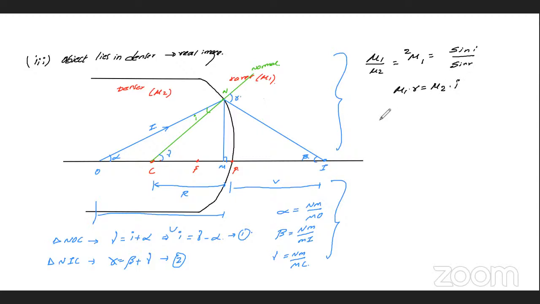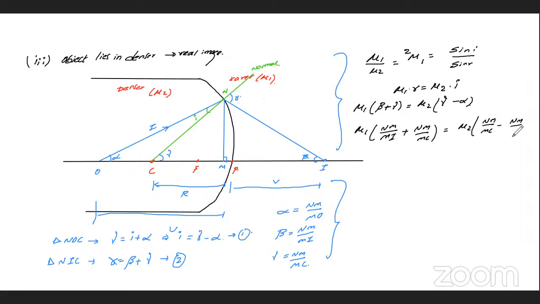So I'm going to substitute I and R in this relation. So it is mu1 into R. R is nothing but your beta plus gamma, which is equal to mu2 into I, and I is gamma minus alpha. So here I'm going to substitute alpha, beta, gamma in this relation. So it is mu1 into beta, that is NM divided by MI, plus gamma, which is NM divided by MC, is equal to mu2 into gamma, which is NM divided by MC, minus alpha, which is NM divided by MO. So NM will get cancelled in all the cases.